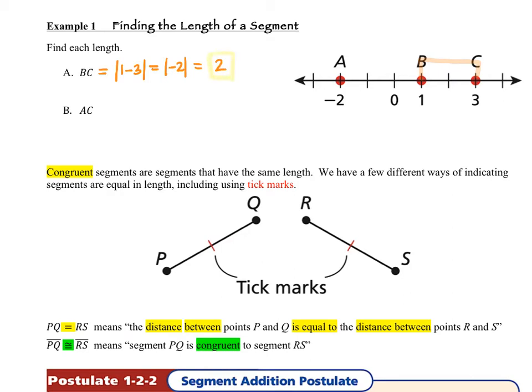When it comes to question B, we want to find the length of segment AC. So from the coordinate of point A to the coordinate of point C. This time, we're going to show this as, again, the absolute value of 3 minus -2, or we could do it in the reverse order, -2 minus 3. That we know is equal to the absolute value of 5, which is equal to 5. So the distance between points A and C, or the length of segment AC, is 5 units long.